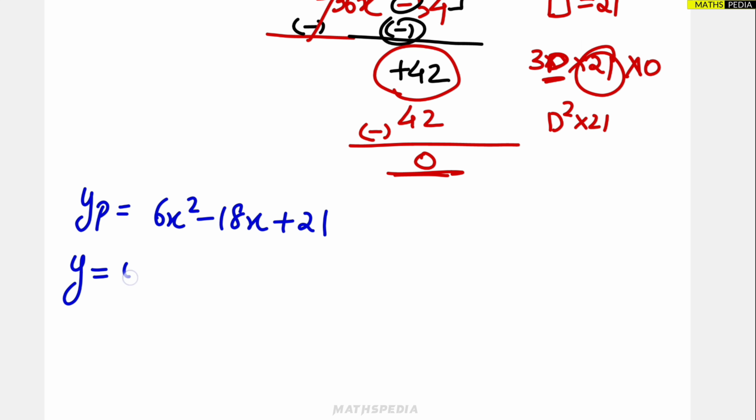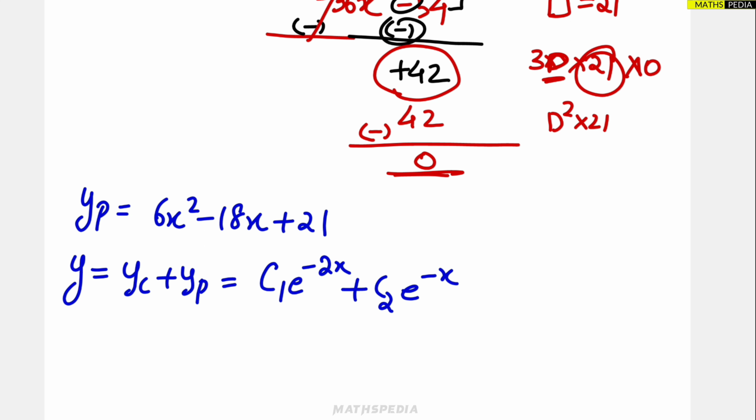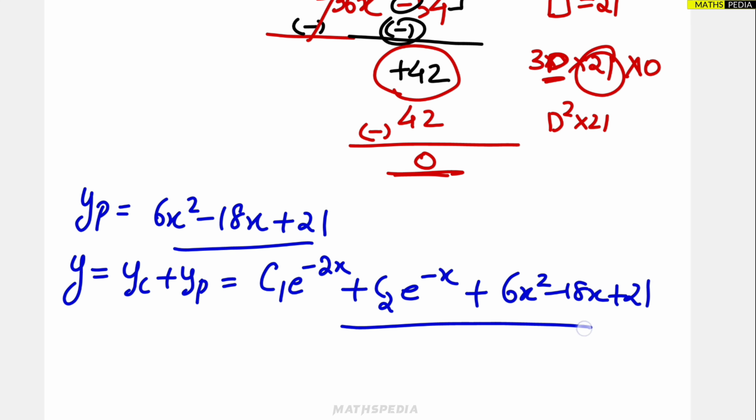So the solution will be y is equal to yc plus yp, where yc value we already calculated, the complementary function, c1 e power minus 2x plus c2 e power minus x, plus, now yp value is nothing but this part, 6x square minus 18x plus 21. This is the final answer.